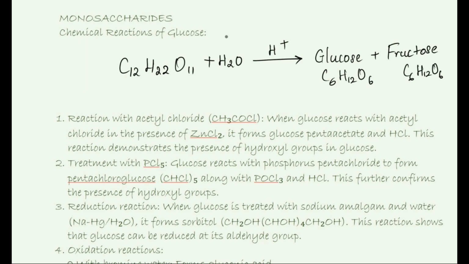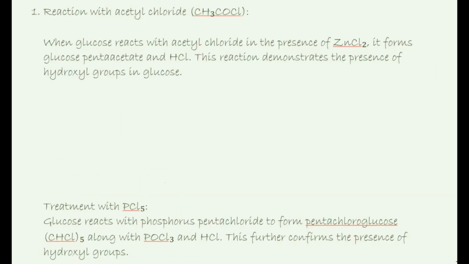And where can we get glucose? It occurs in ripened grapes, honey, and most of the sweet fruits. Glucose is known as dextrose because it occurs in nature as an optically active dextrorotatory isomer. Let's see the chemical properties of glucose.